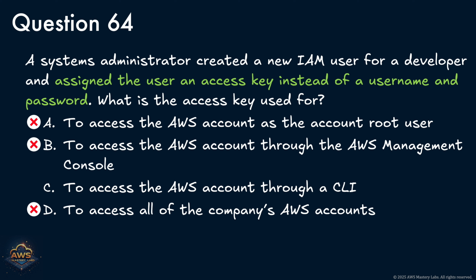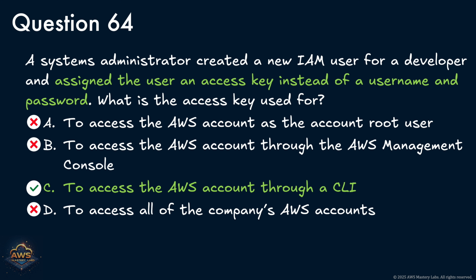Option D, to access all of the company's AWS accounts. This is misleading. IAM credentials are scoped to a single AWS account unless explicitly set up for cross-account access using resource-based policies or roles. The access key is not inherently multi-account. The access key for a user in account A does not give them access to accounts B or C unless those connections have been explicitly configured. Incorrect because access keys are account scoped unless explicitly configured for cross-account access.